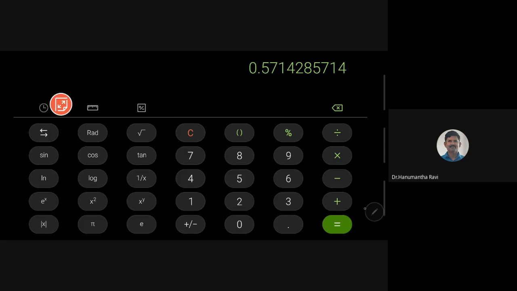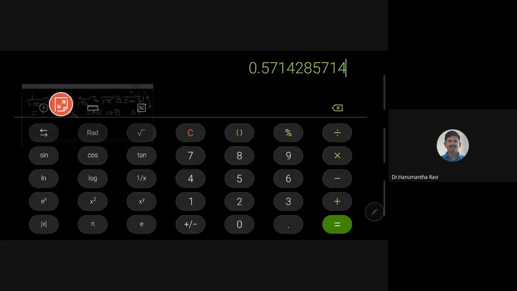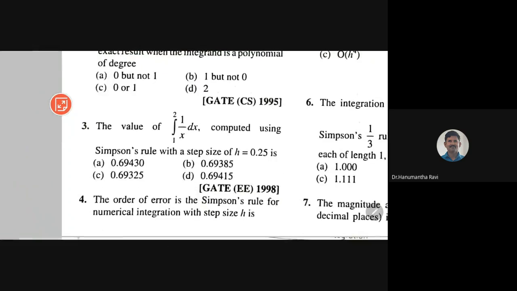So that is 0.57. Then 1 by 2, 0.5. Right. Now we want to apply Simpson's rule. So we'll take the one third rule. You need not go for the 3/8 rule, because unless otherwise specified, you always take the one third rule.